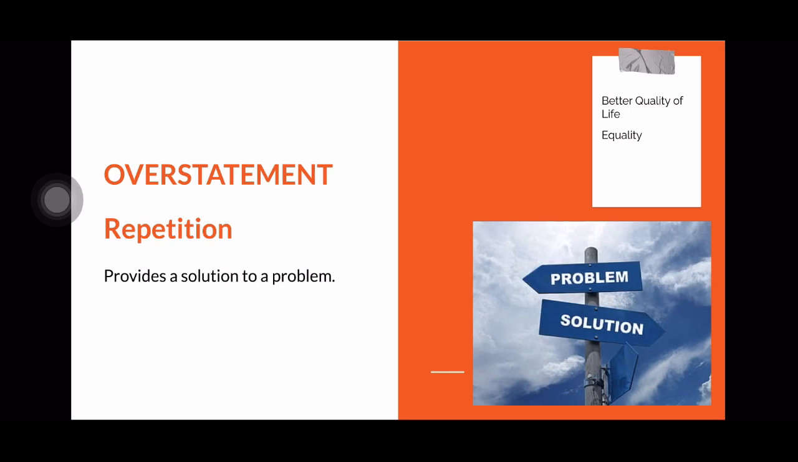systemic racism is a reoccurring social issue that needs more attention paid to, so that everybody can live a quality life with equal opportunity. And again, a good quality of life as well as equal opportunity are part of overstatement, because this, again, is the outcome and a solution to a problem.